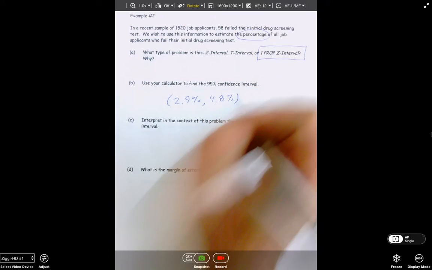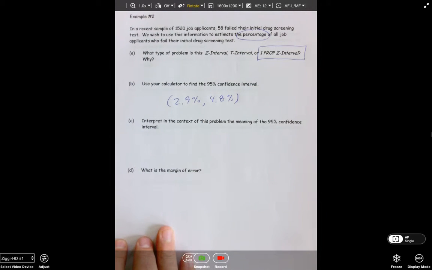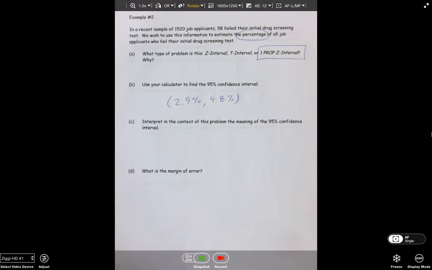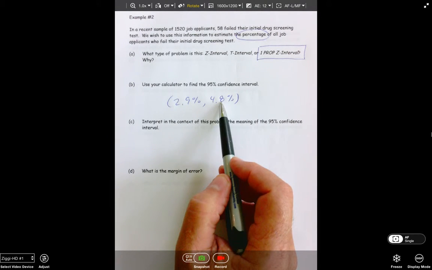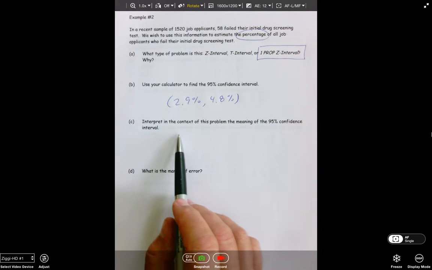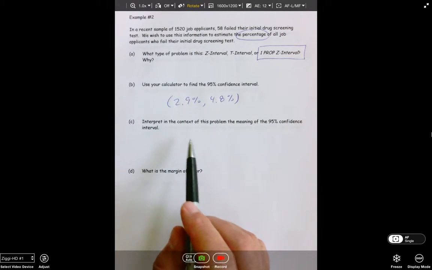So guys, based on this result, this company can pretty reasonably predict that somewhere between about 3% and somewhere close to 5% of the job applicants will fail their initial drug screening test. Okay. Interpret in the context.